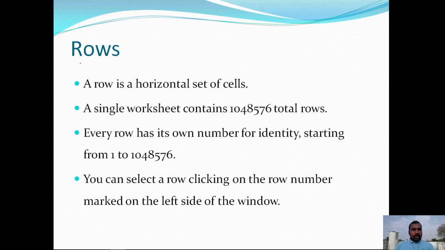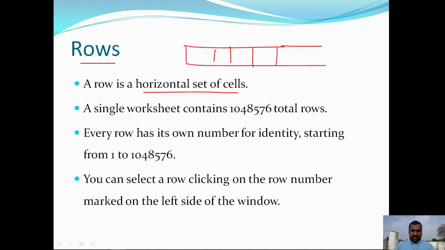Coming to the rows. A row is a horizontal set of cells. So this is a row, this is a row. A single worksheet contains 10,48,576 total rows. Every row has its own number for identity starting from 1 to 1048576. So this is the range.